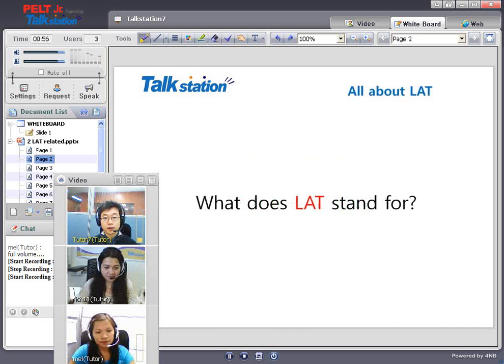The first question is, what does LAT stand for? Could you answer it, please? LAT means Level Assessment Tests. We call it a test, right? Yes, sir. But is it really a test?